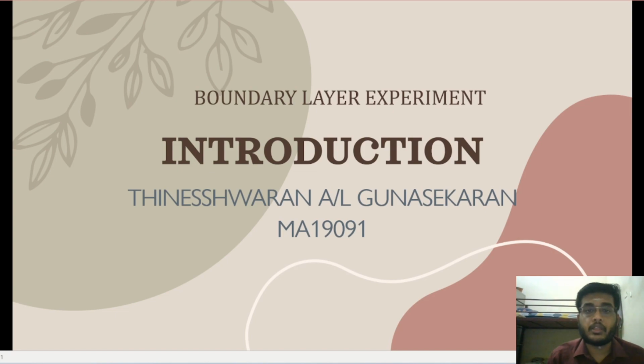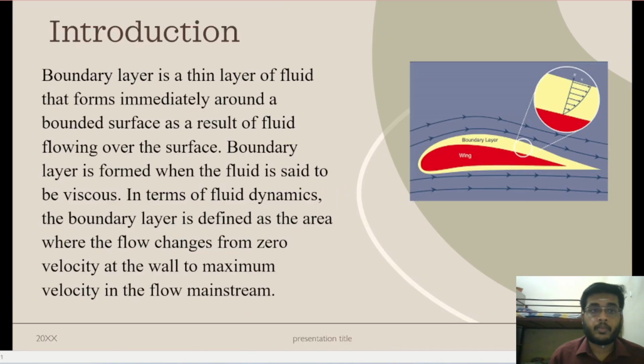So now I would like to start the introduction for our boundary layer experiment. A boundary layer is a thin layer of fluid that forms immediately around a bounded surface as a result of fluid flowing over the surface. As you can see in the picture beside, there is a wing which is subjected to a boundary layer due to fluid flow. So this is a real-life example where the boundary layer is formed on an object which is subjected to fluid flow. A boundary layer is formed when the fluid is viscous.